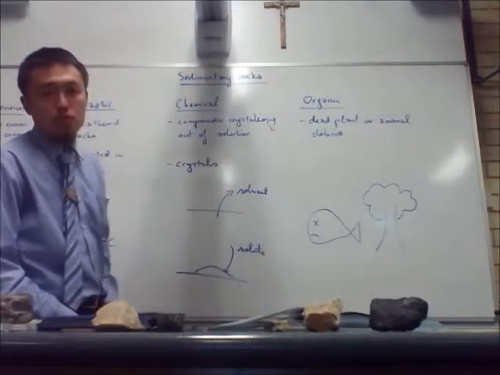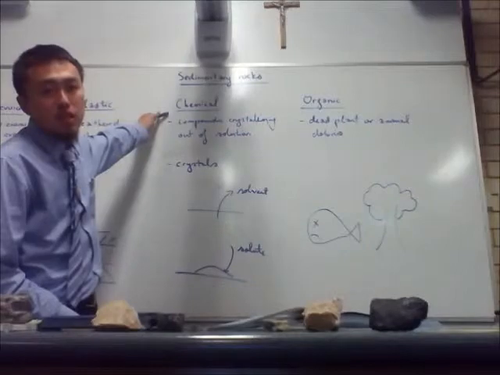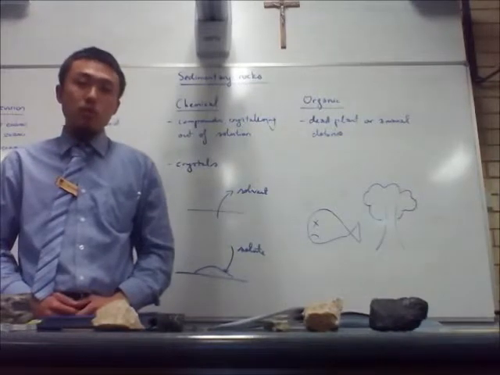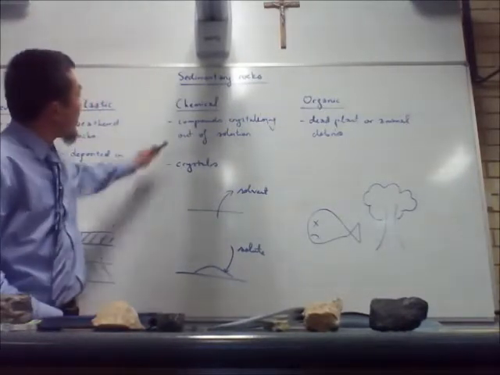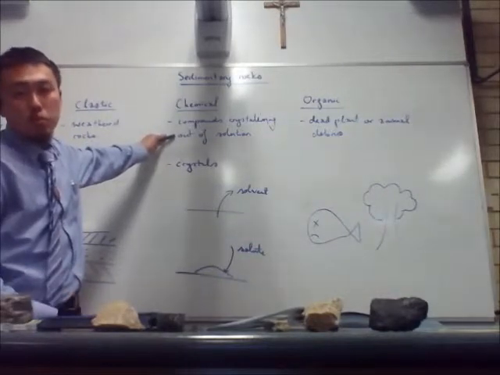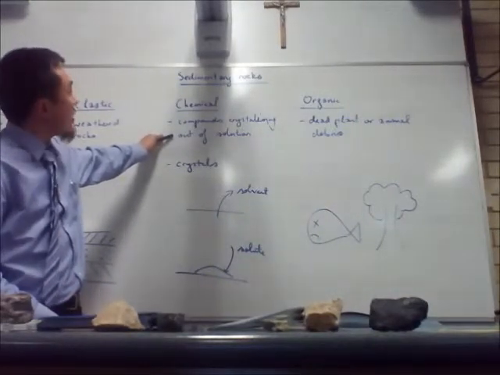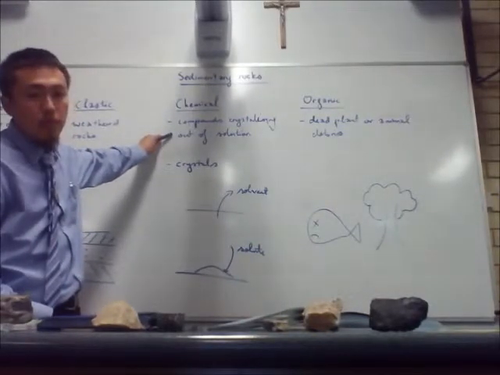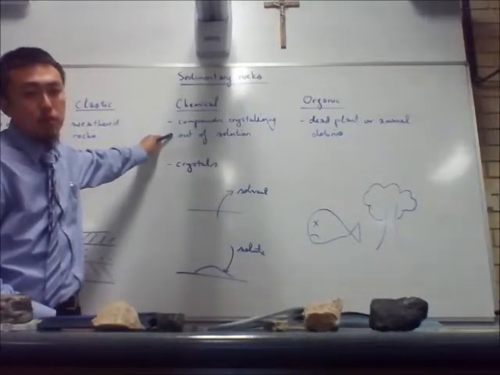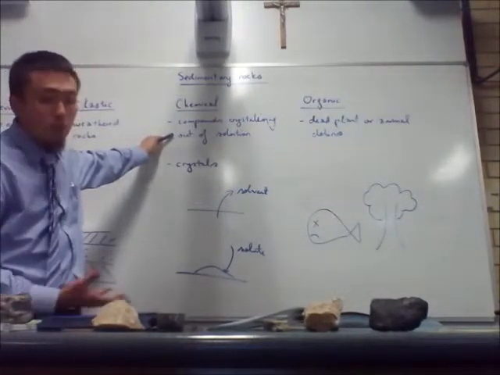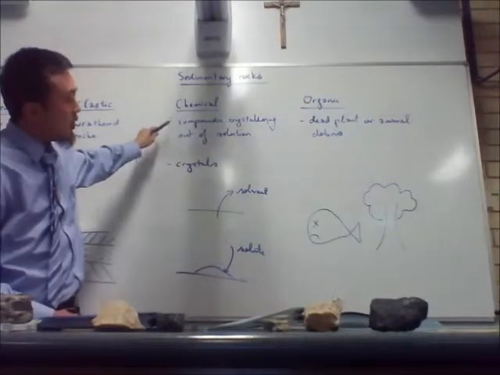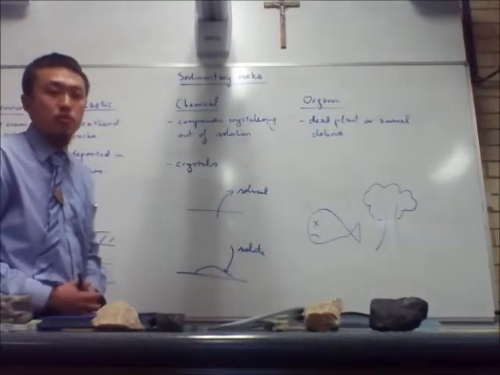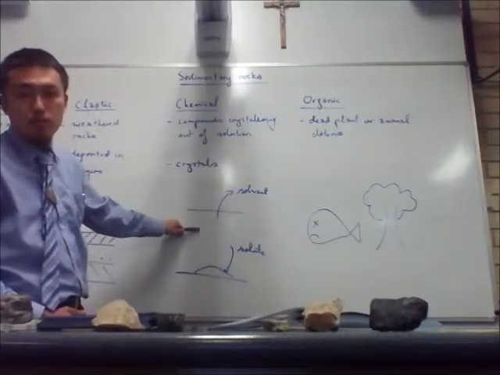Now divert your attention to the middle of the board, chemical sedimentary rocks. Chemical sedimentary rocks are not caused by the weathering of other rocks, but rather by solutions. This could be water, for instance the ocean, which has many different kinds of compounds dissolved. When the water evaporates, the dissolved compounds will begin to crystallize out of the solution. Divert your attention to the bottom, this diagram.